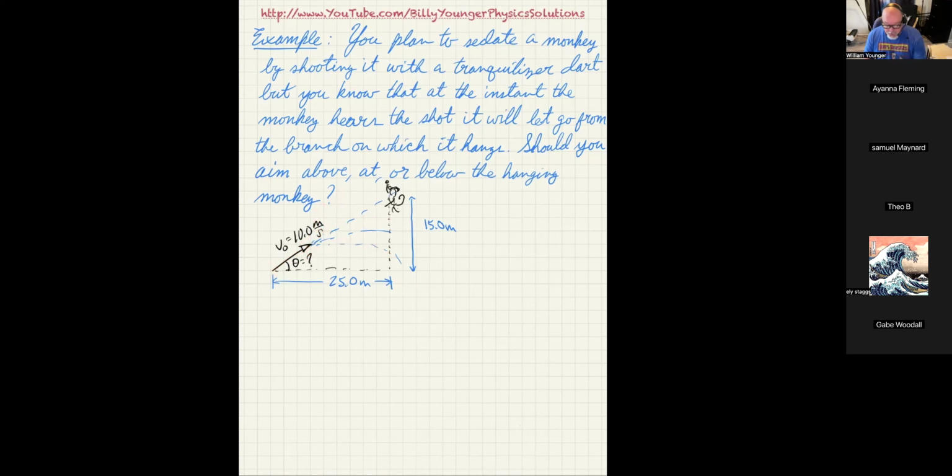So in order to do that, I need x of t and y of t for the monkey and for the projectile to be the same at the instant that the projectile gets to x equals 25 meters. So in other words, if I wished, I could go ahead and call this the positive x-axis and this the positive y-axis. So, solution.